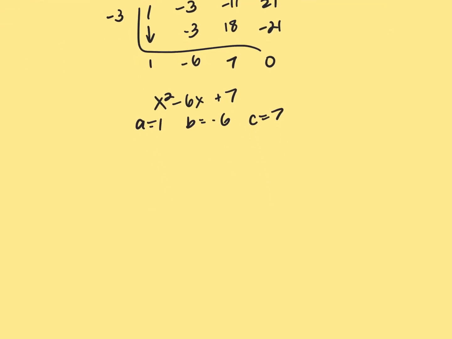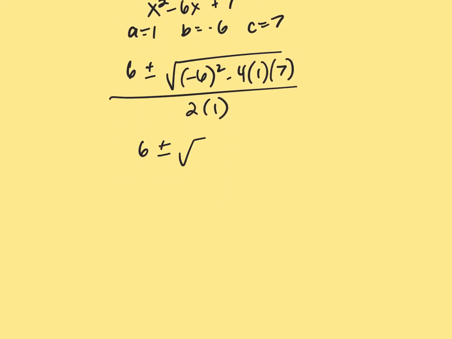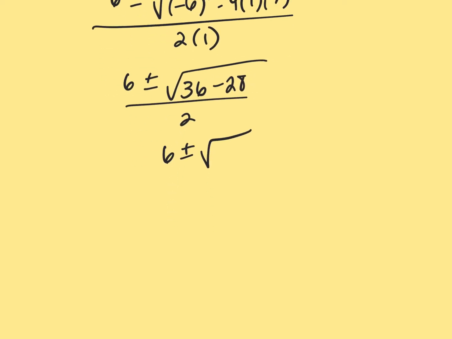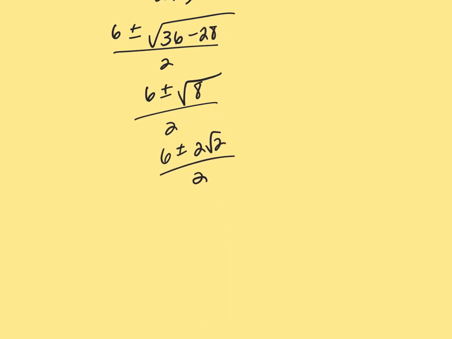So negative -6 would be 6 plus and minus the square root of (-6) squared minus 4 times a times c, all over 2 times a. 6 plus and minus the square root of 36 minus 28 over 2. 6 plus and minus the square root of 8 over 2, which is 6 plus and minus 2 root 2 over 2, which becomes 3 plus and minus root 2.